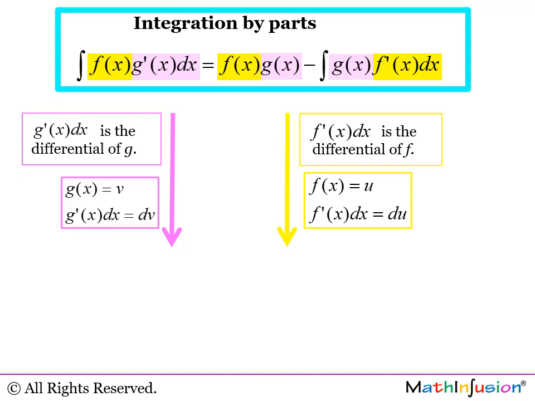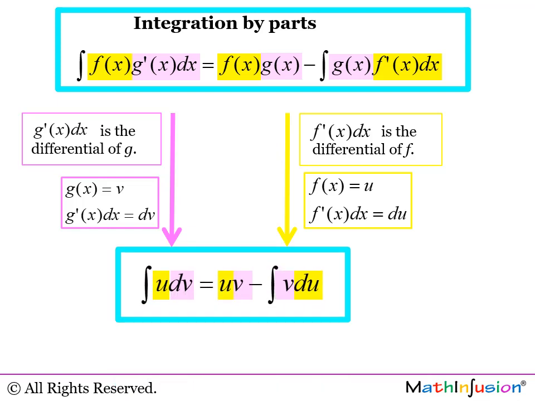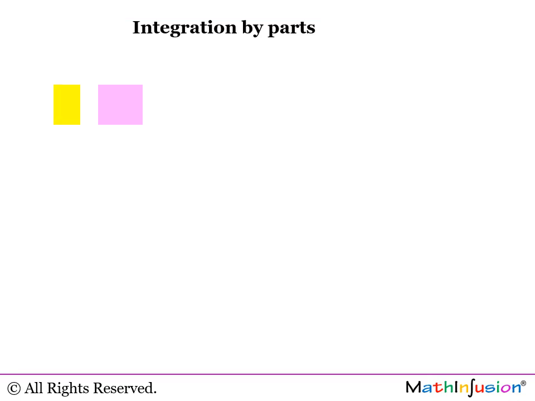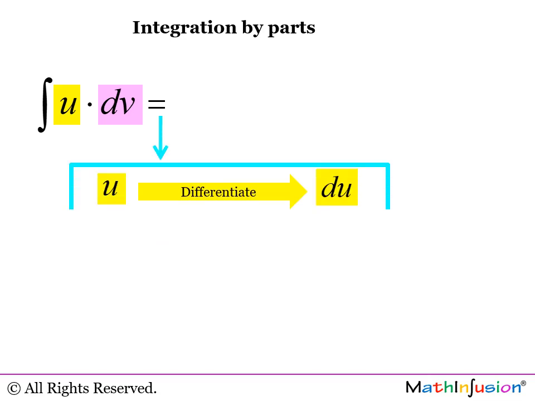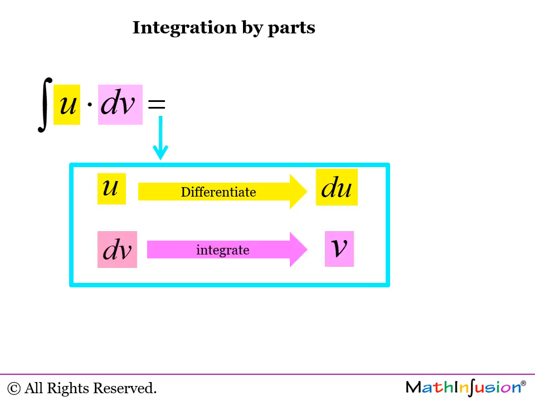So now integration by parts can be written differently. This is the classical way of writing integration by parts: the integral of u dv equals uv minus the integral of v du. We can easily remember this by noticing that here we have u and we have dv, so definitely u is the one we have to differentiate, and dv is the one that needs to be integrated.